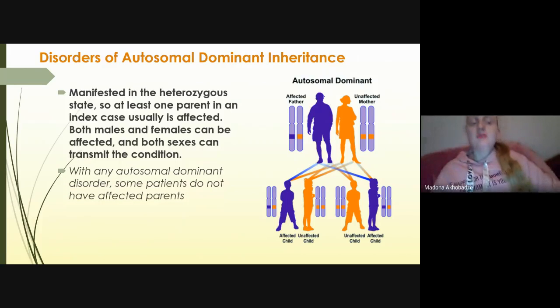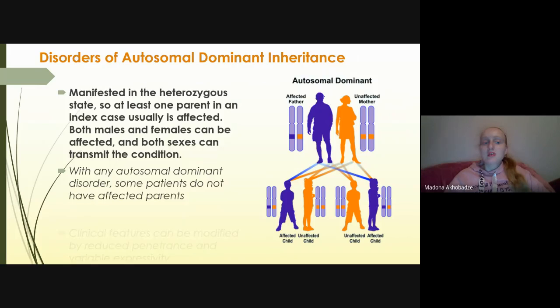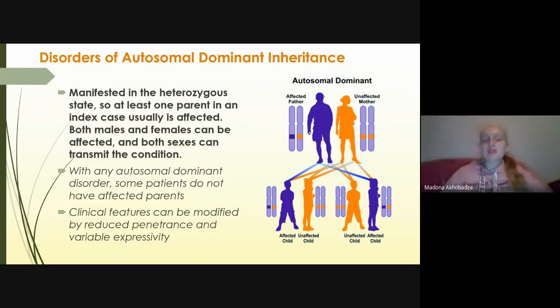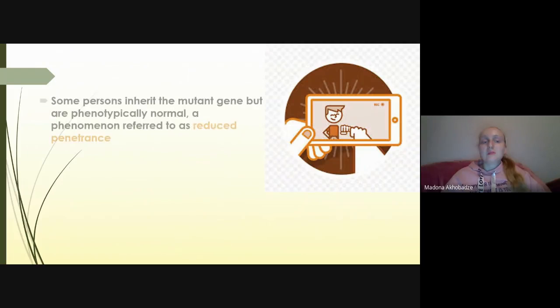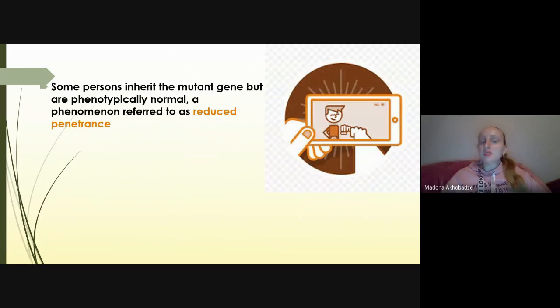With any autosomal dominant disorder, some patients do not have affected parents. How does that happen? Because the clinical features can be modified by reduced penetrance and variable expressivity. So what is reduced penetrance? It is when some persons inherit the mutant gene but are phenotypically normal. In any other case they should be abnormal, but they are normal, and this phenomenon is referred to as reduced penetrance.